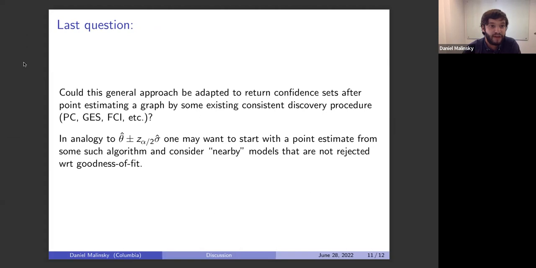And then I think this is my final question to Sam for consideration, is whether this general approach can be adapted to a certain confidence sense after using a consistent point estimation procedure. So if you use something like the PC algorithm or GES or FCI or whatever it is, that returns a single object to you, which might represent an equivalence class of graphs. And you might think that in analogy to this kind of theta hat plus or minus, the Wald confidence interval approach, that a confidence set might be something that's minimal deviations from a point estimate that we think is our best guess at the graph.